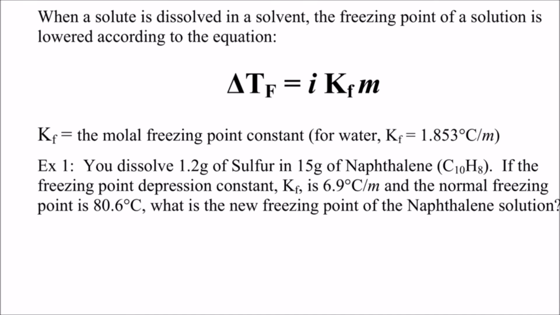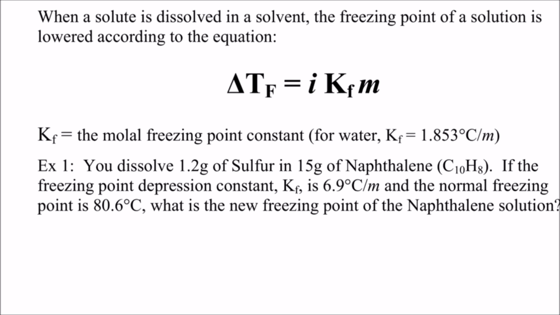Alright, we can calculate the freezing point of a solution with this equation here. We've got the change in the freezing point is equal to the Van 't Hoff factor times the molal freezing point times the molality. So the molal freezing point for water is 1.853 degrees Celsius per molal. Alright, so let's work a practice question.